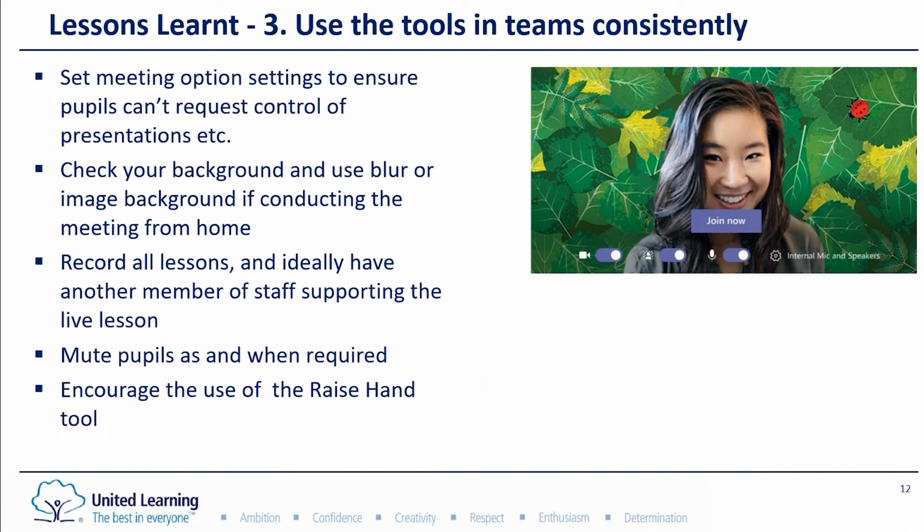Again, the final set of lessons learnt really is about consistency. That's consistency from week to week and consistency between classes. So make sure you set the meeting options consistently so pupils don't interrupt by requesting control of your presentations. If you haven't got an appropriate space to conduct the lesson yourself, if you're in a family space, then use the blur or image background tools if you're conducting that meeting from somewhere where the background would be a distraction from the learning.